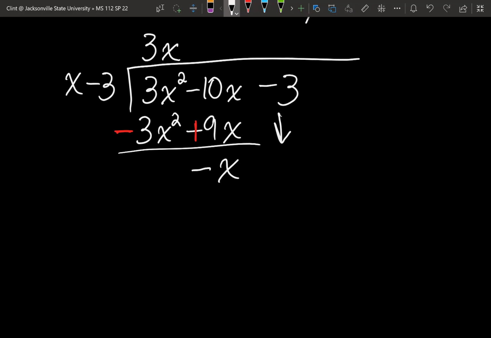Then we can bring down our next number, which is minus 3. And then we just do the process again. So we're looking at x out front. We want to know what would we have to multiply that by to get negative x. So if we got x and we need negative x, what can we multiply by? Somebody help me. Negative 1. Yeah, negative 1.